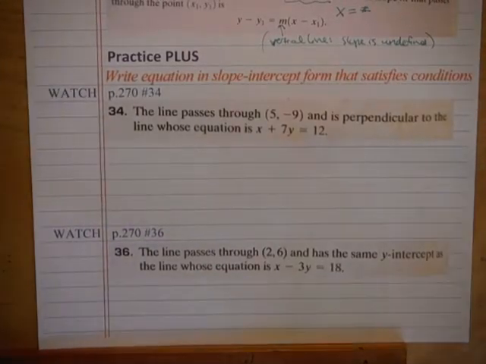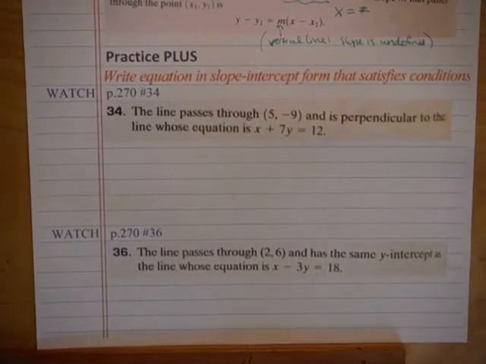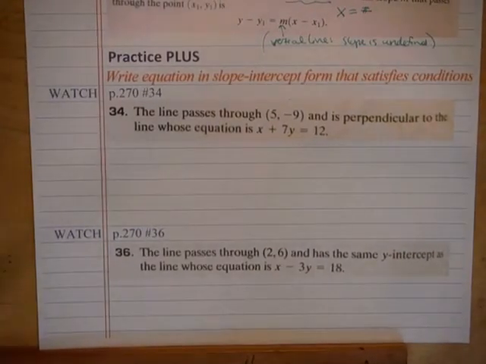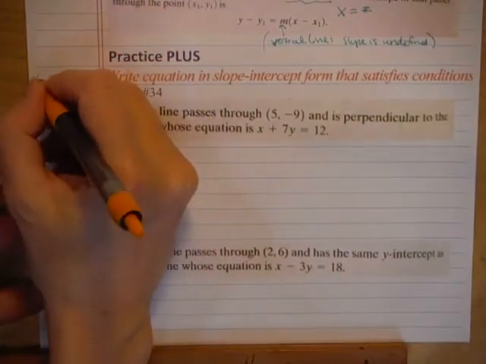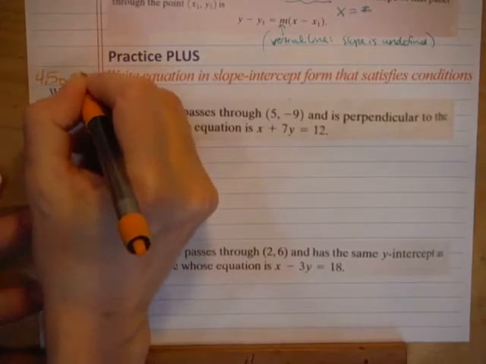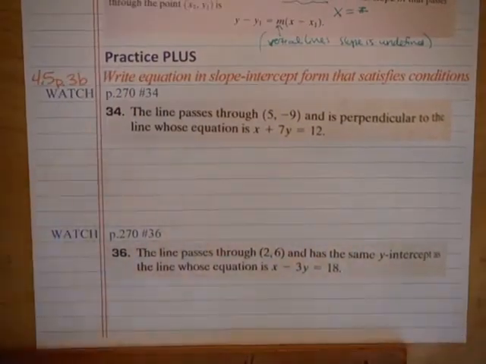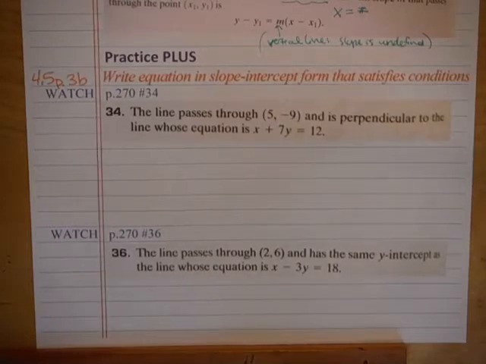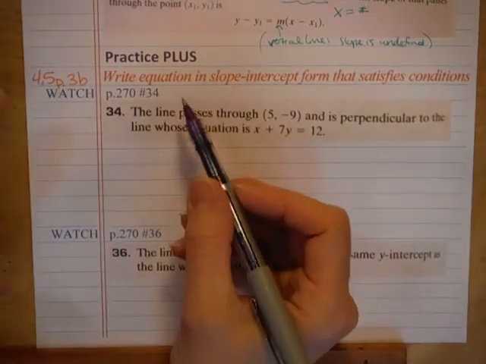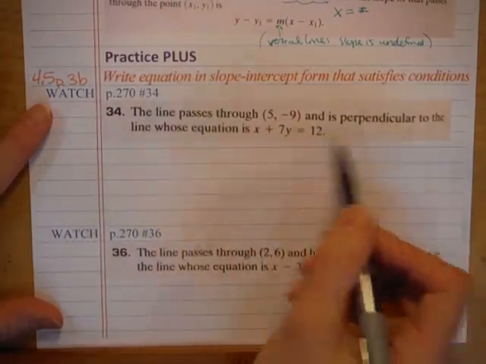Okay, we're here at the bottom of page 3 for section 4.5. And we're now in the practice plus section, which we know, of course, means that we are going to be combining more than one type of skill into one problem. So in this case, we're going to be doing some translation as we answer the question.